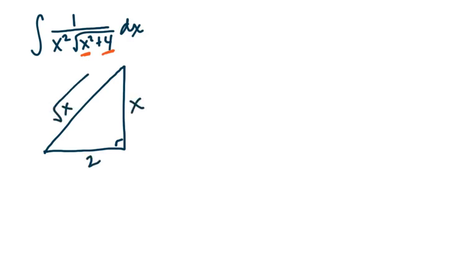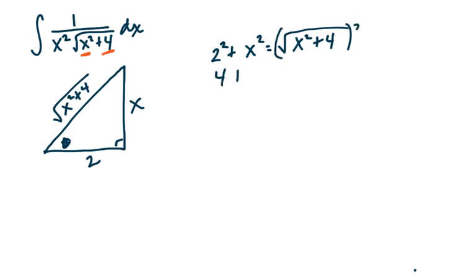So then I have the square root of x squared plus 4 and theta. The biggest thing you need to do next is check that your Pythagorean theorem works. So I have 2 squared plus x squared is the square root of x squared plus 4, quantity squared. So 4 plus x squared equals x squared plus 4. True by the commutative property. But you have checked that your triangle is correct, so that's the important part.